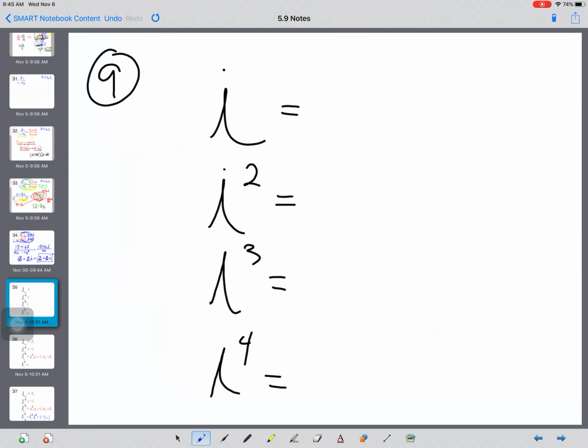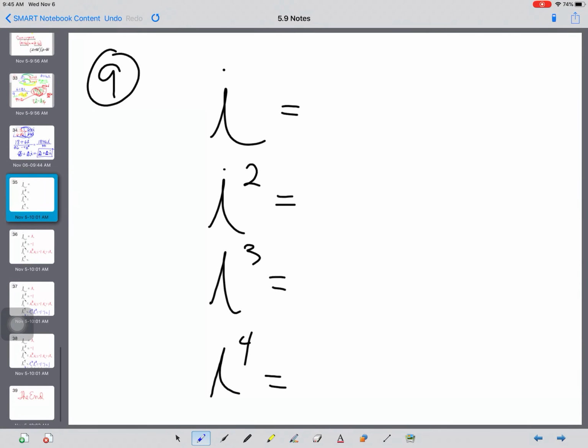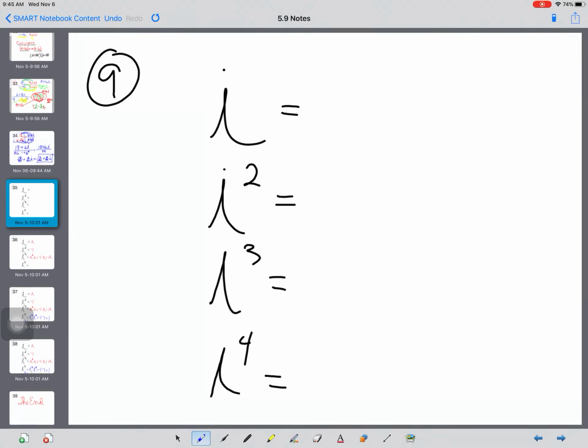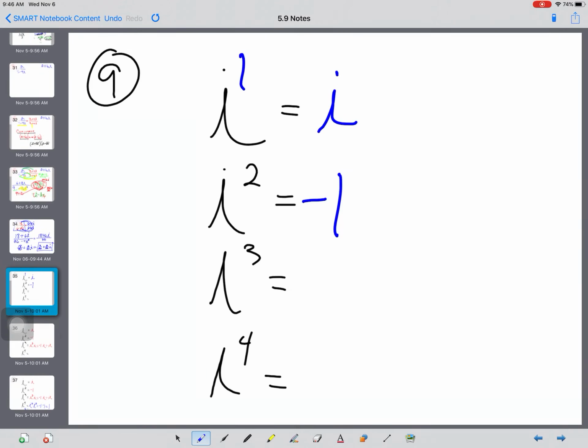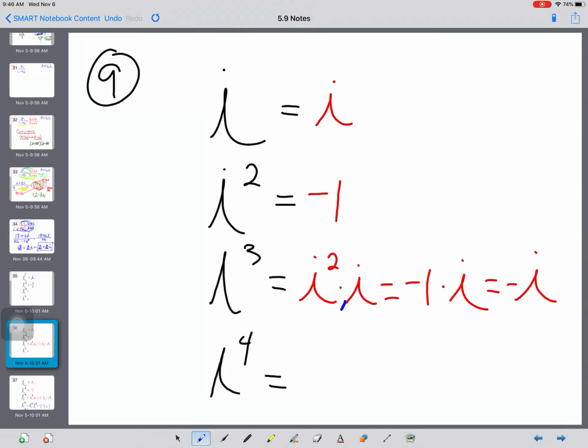So one last little thing that's kind of interesting about the number i. If I have i to the first power, you of course just get i. If I have i to the second power, we already figured out that that's negative 1. But look what happens when I have i to the third power. Well, i to the third power, I could think of that as i squared times i. Now I already know that i squared is negative 1, so i to the third power is actually negative i.